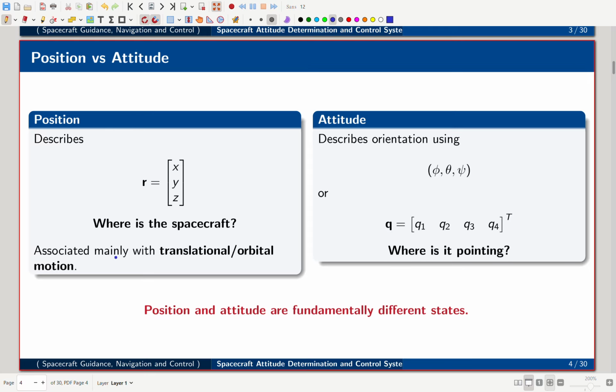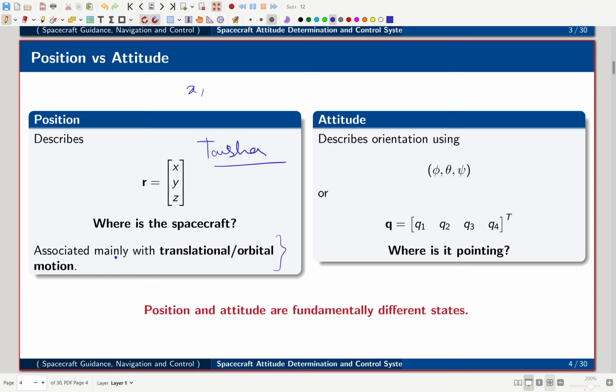So position versus attitude. What is a position? Let us say we have x direction movement, and y and z. There is a spacecraft. This is mainly associated with translational or orbital motion. In the case of orbital motion, we generally deal with translational motion, right? In attitude, we generally deal with rotational motion.